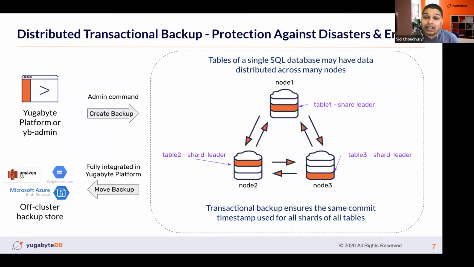As a result, it can be time intensive and resource intensive on the cluster. So this ability to do distributed transactional backups is a major step forward to be able to protect against disasters and user errors without paying high cost in terms of resource utilization and time utilization. So how does this function?